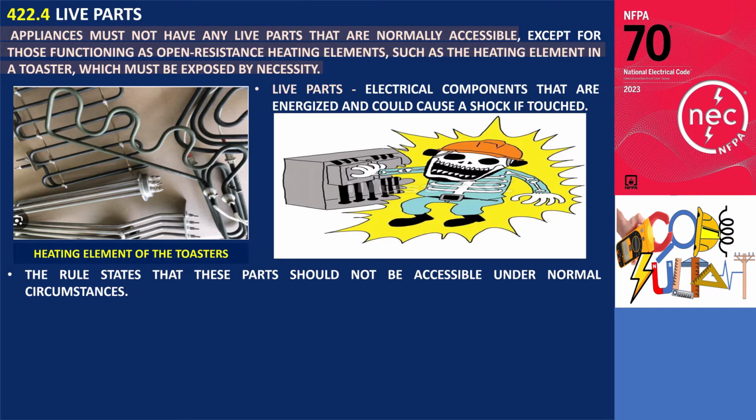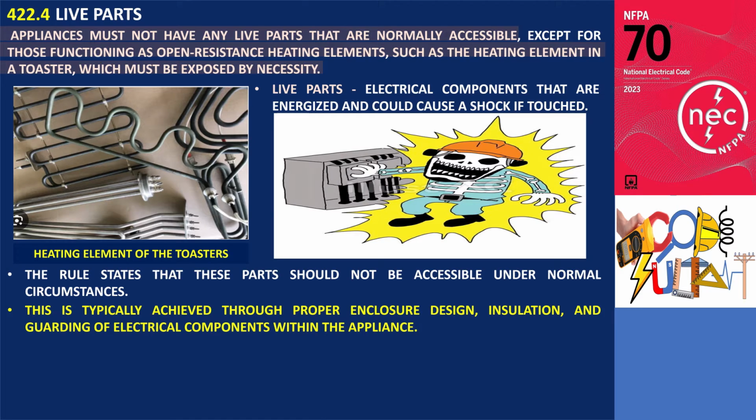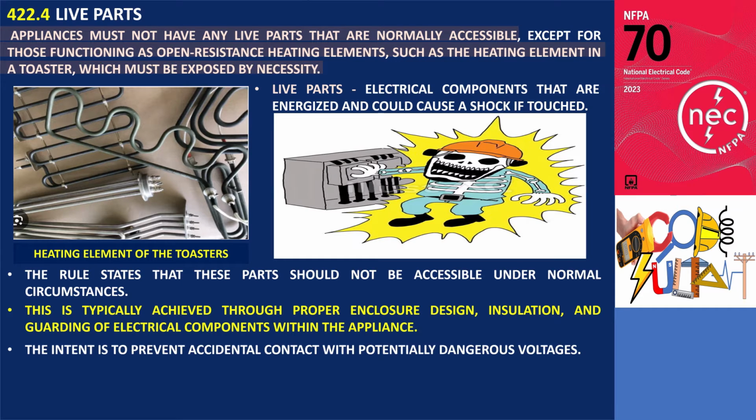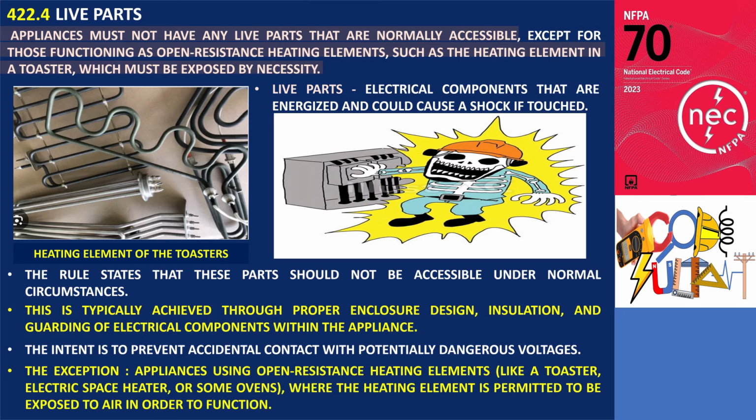This is typically achieved through proper enclosure design, insulation, and guarding of electrical components within the appliance. The intent is to prevent accidental contact with potentially dangerous voltages. The exception to this rule is for appliances using open-resistance heating elements, like a toaster, electric space heater, or some ovens, where the heating element is permitted to be exposed to air in order to function.